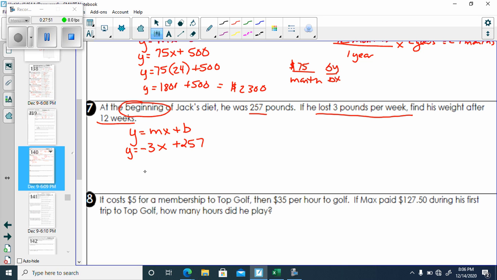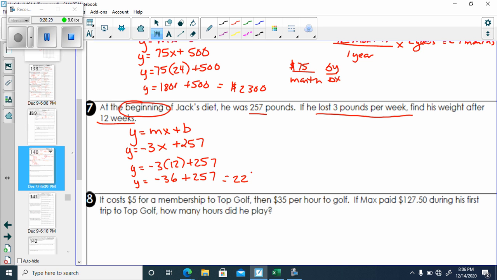Now, we've got 12 weeks. So, wouldn't X go in for this? If you're going down 3 pounds per week, you'd multiply that by 12. Negative 3 times 12 plus 257. This gives me Y is equal to negative 36 plus 257. And that would give you 221 pounds.